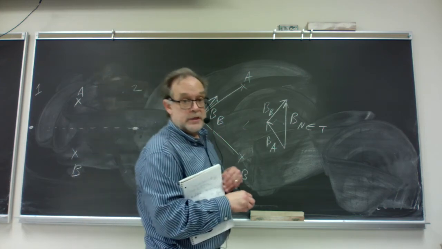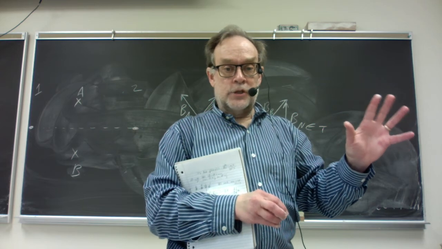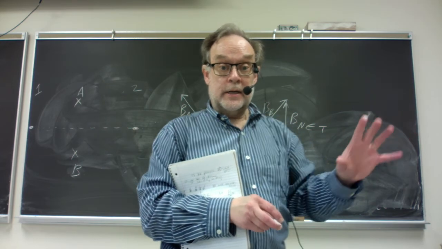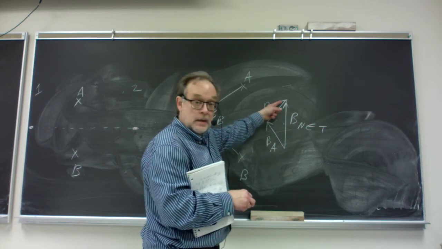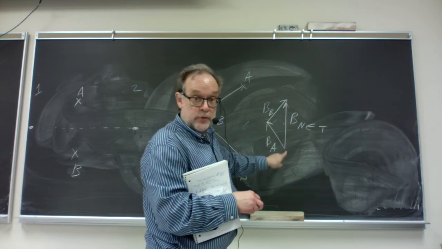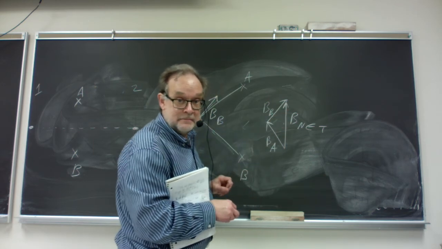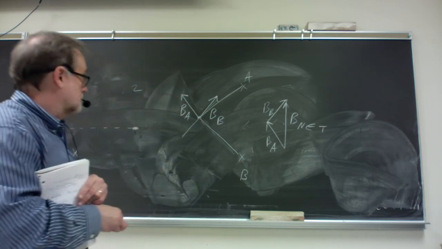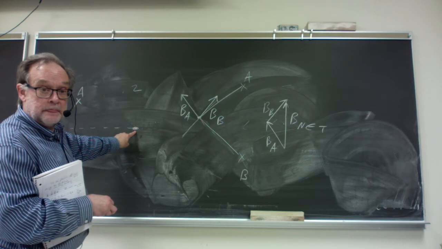And notice I'm doing the same old thing. The arrows that represent the things being added are connected tail to tip. And the arrow that represents the sum takes us straight from the beginning of that path to the end of that path. Now, what about the field right here on the other side?